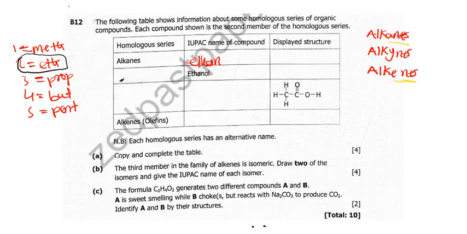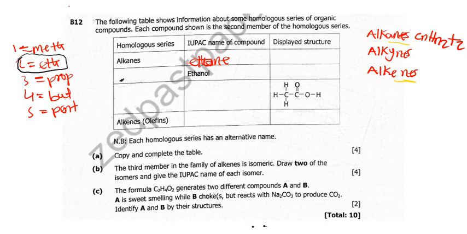Ethene. Okay, then the displayed structure. All the alkenes obey the formula CnH2n. So what will be the displayed structure if our number of carbon, because n here is symbolizing the number of carbon, is 2. So if I replace 2 there, I'm going to have C2H4.